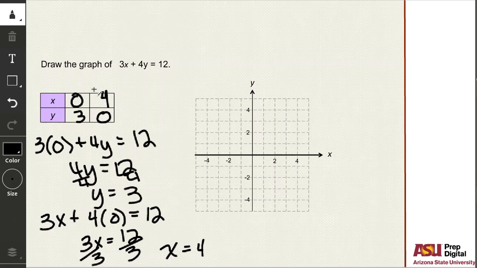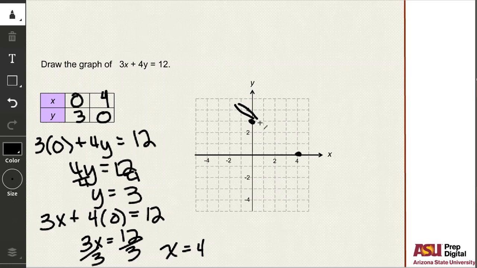And so now I have 2 points to plot. First, I have the y-intercept at (0, 3). And next, I have the x-intercept at (4, 0). So with standard form equations, that's going to be your easiest route. Rather than choosing different values just for x and then you still have to solve the other half of the equation, I can choose 0 for x, 0 for y, and get my two intercepts. And again, 2 points is enough to plot your graph.